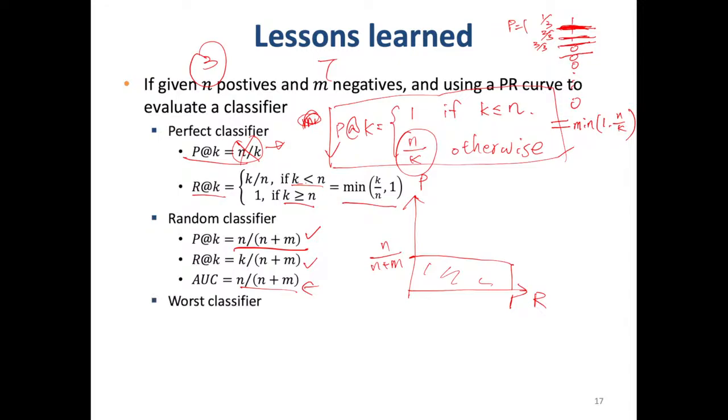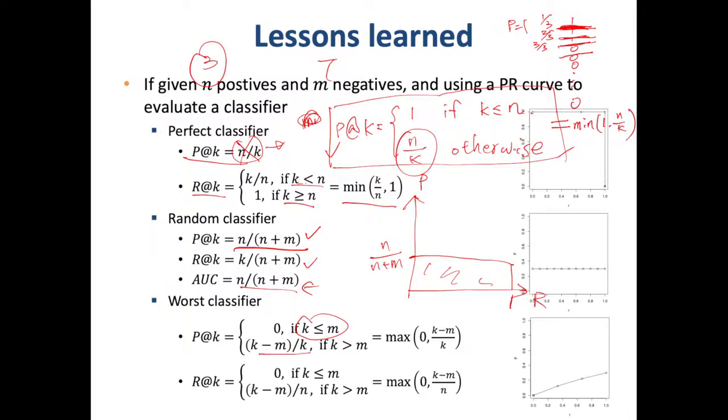For the worst classifier, precision is 0 if your k is less than m, because the first m instances are indeed negative, but they are predicted as positive. So for the first m instances, the precision is always 0. And then for the others, the precision is this much. For recall, again, for the first m instances, the recall is always 0, and then it starts to go from 0 to 1.